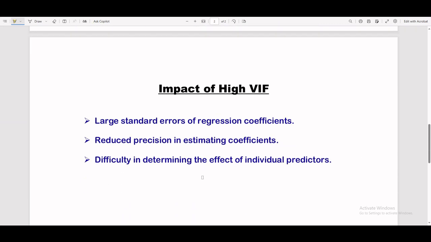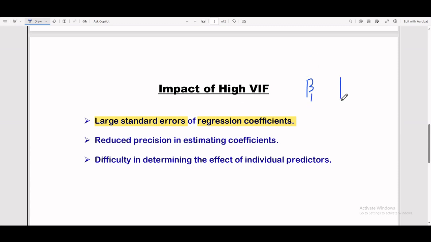Impact of high variance inflation factor. When you get a high variance inflation factor, it means there is strong multicollinearity among the regressors. One consequence is a large standard error of the regression coefficients. Regression coefficients are like beta 1, also called slope coefficients, beta 2, beta 3, and so on up to beta k, depending upon the number of independent variables in your model.